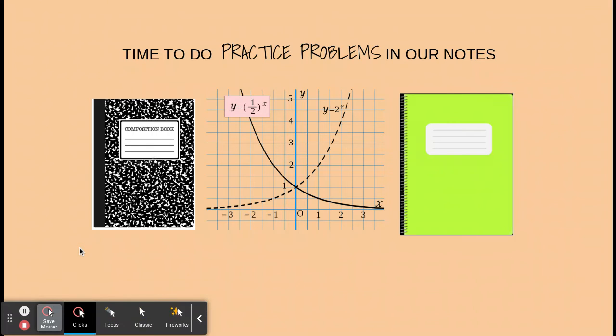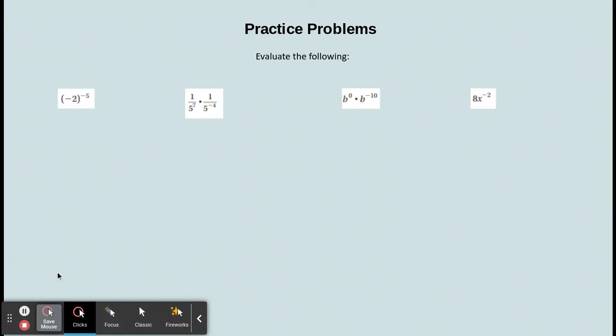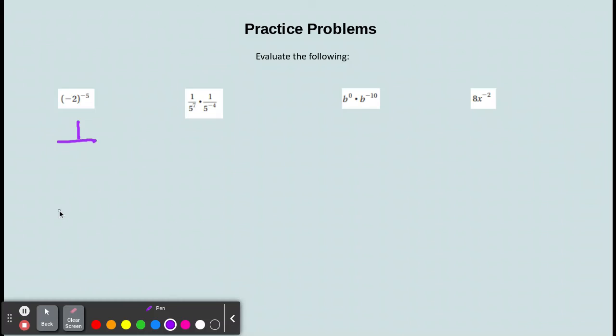Time for you to do just 4 practice problems this time. A couple hints on these practice problems, not that you'll need it, but just in case. Over here, we have negative 2 as our base, and we know it's to the negative 5th power. That means it's going to be a fraction. We know negative 2 is going to be the base, but what goes here?